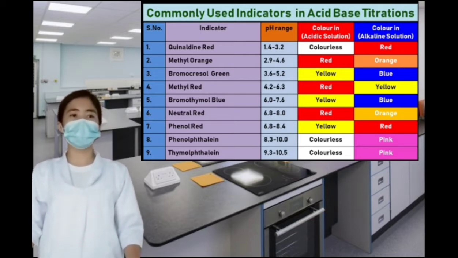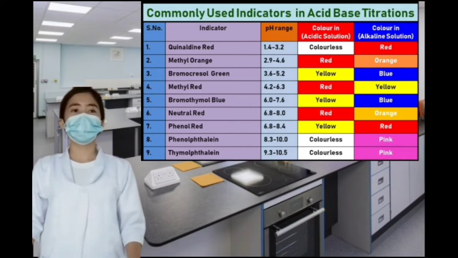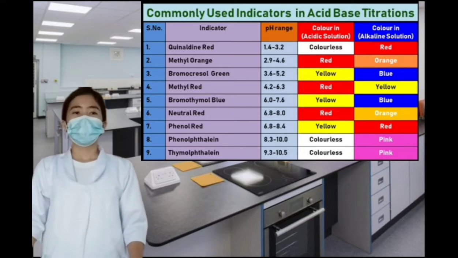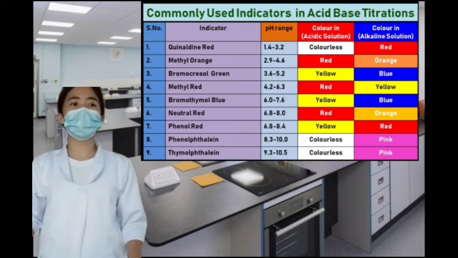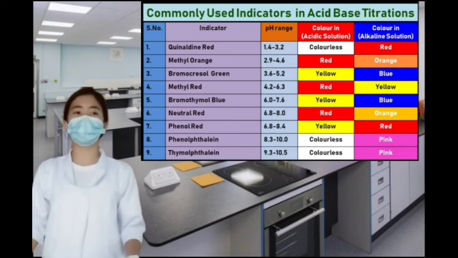Now number 3 is strong acid versus weak base. In this type of titration, the equivalence point appears below pH 7. The indicators being used are methyl orange, methyl red, and bromocresol green. And the fourth one is weak acid versus weak base. The indicator being used is a mixed indicator.